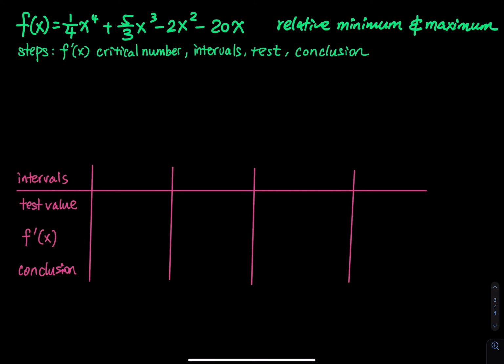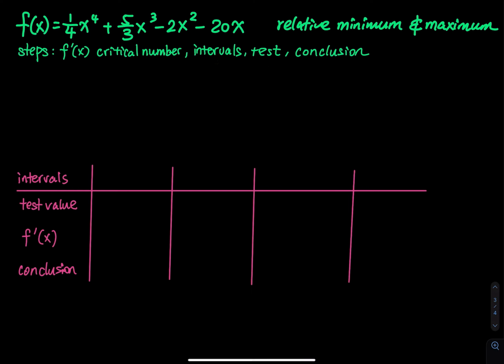Finding the relative minimum and maximum of this function. So the steps that we will be following are, first of all, we will find f prime of x, and then we will set that equal to 0 to find the critical numbers, and then we build our test intervals, and then we test each interval, and then we draw our conclusion.